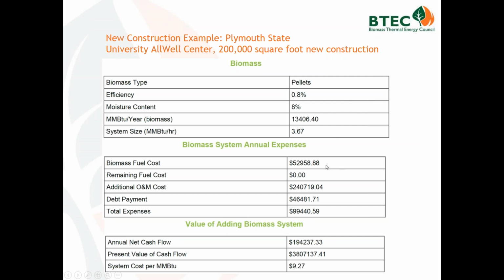Again, see some of these costs in here. This is what the biomass fuel costs are going to be. In this case, there's no fossil fuel. This building operates completely on wood fuel, which is interesting, and that's another reason why we have 2 boilers here, not 1, so there's some redundancy in the system. You can see the debt payment, the total expense, and the value, the system cost per BTU, under $10. This system penciled very cleanly.